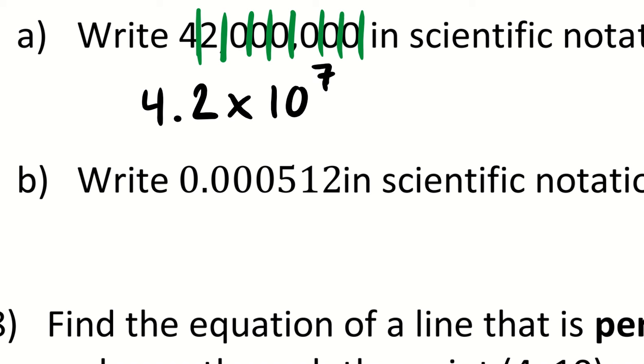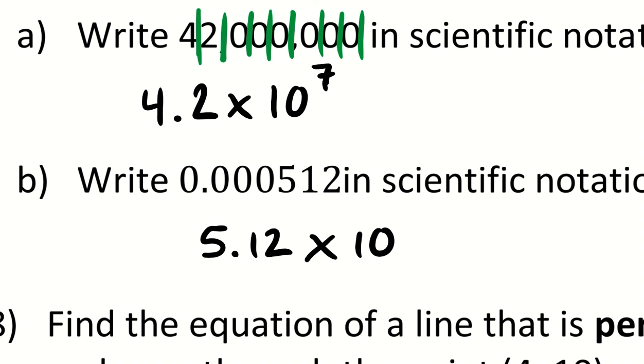The next one I have is a smaller number, right? It's expressed in inches. It's a small number of inches. In fact, it's a tiny, tiny fraction of 1 inch. I'm going to do the same thing. I'm going to write this as 5.12, but this time, instead of multiplying by powers of 10, I'm going to be dividing by 10.